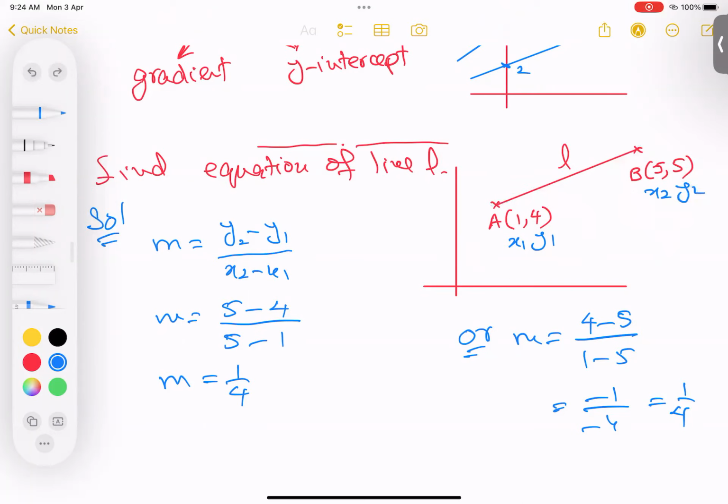If your friend takes the opposite, no problem at all. Both are correct. Both are correct. So I'm erasing this one. This is not required. I hope you understood the concept.